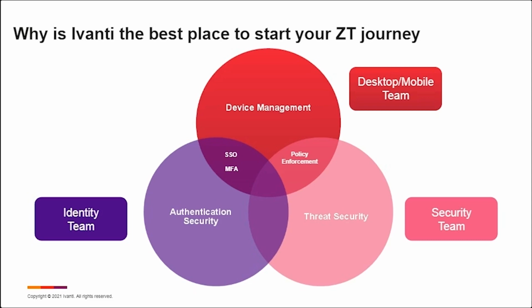If you look at it, one attribute that all these teams are very interested to know about is the device posture. They want to understand, is the device secure? Should we allow this particular device to access this particular resource? And this is why I feel Ivanti is a good place to start thinking about your zero trust journey. Is we have been doing device posture and maintaining that device posture on the device for a very long time.